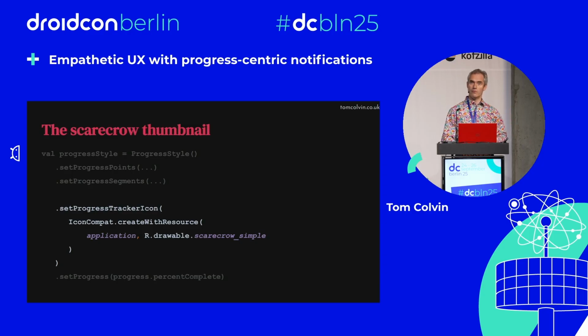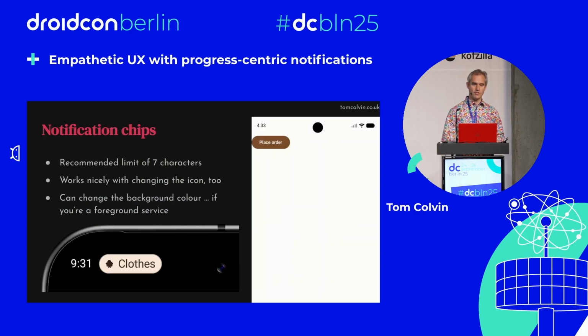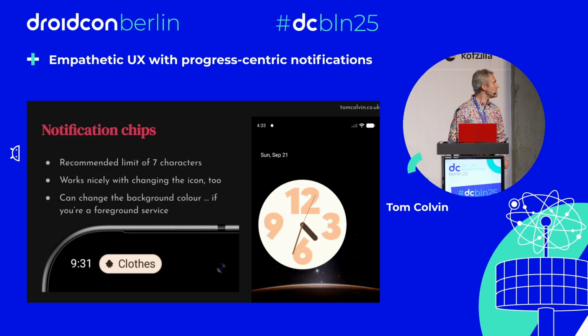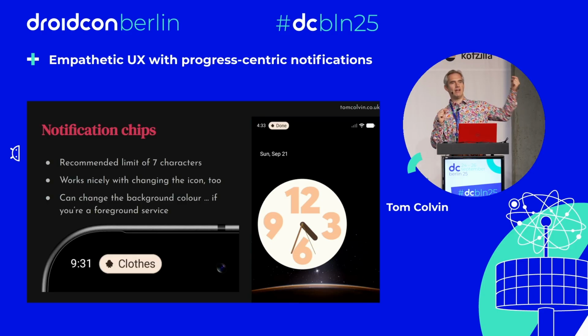One further thing that we can do, modern versions of Android still, is set notification chips. So that is a little bit of text that appears in the app status bar, and it is only for when the app is in the background. There's a recommended limit of 7 characters. It works quite nicely with changing the icon as well. So if you're creating a navigation app, for example, you can say turn left and have a left-pointing arrow.